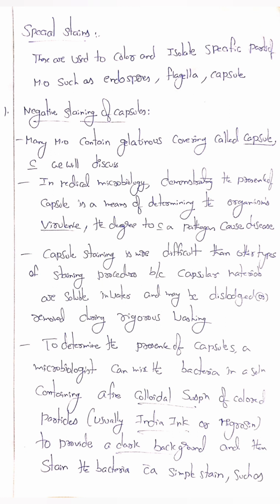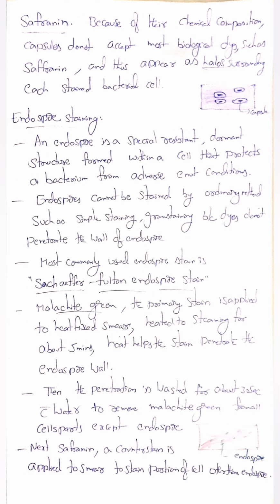To determine the presence of a capsule, a microbiologist can fix the bacteria in a solution containing a fine colloidal suspension of colored particles, usually India ink or nigrosin, to provide a dark background, and then stain the bacteria with a simple stain such as safranin. Because of their chemical composition, capsules do not accept most biological dyes such as safranin and thus appear as halos surrounding each stained bacterial cell. Here from the diagram we will see how the capsules get stained.